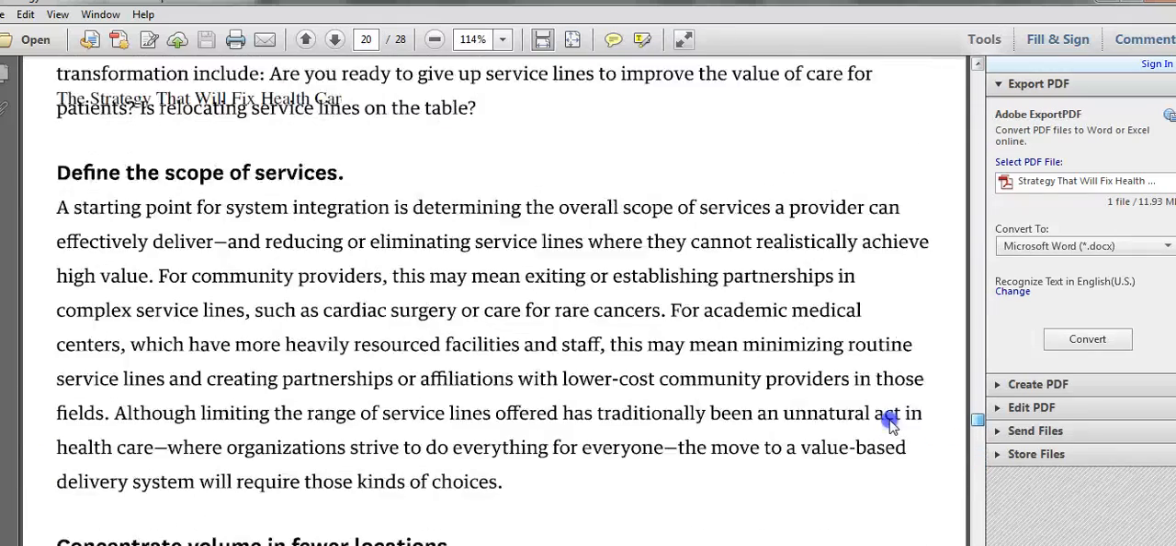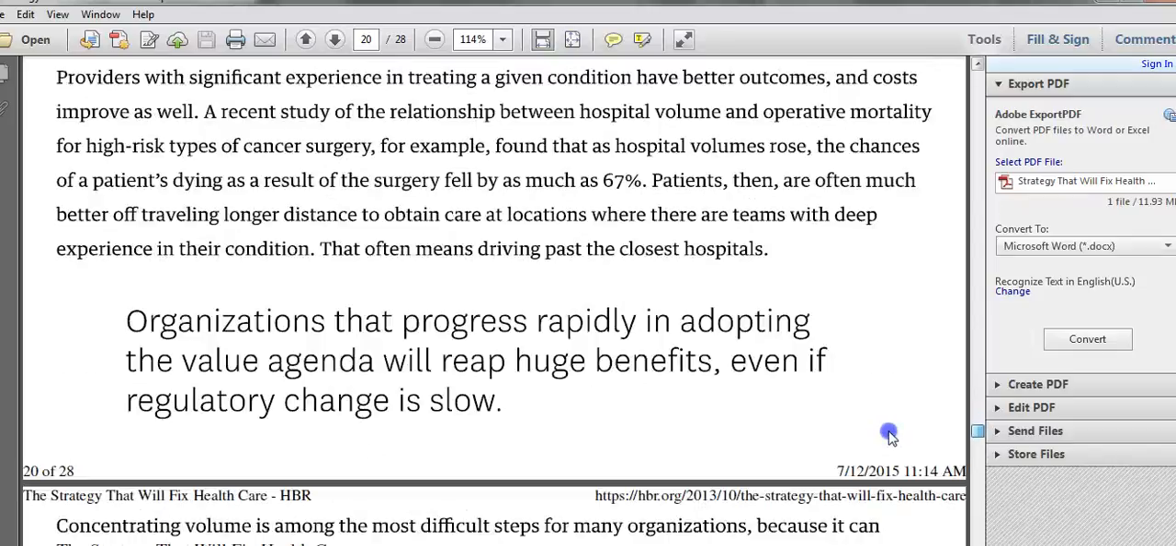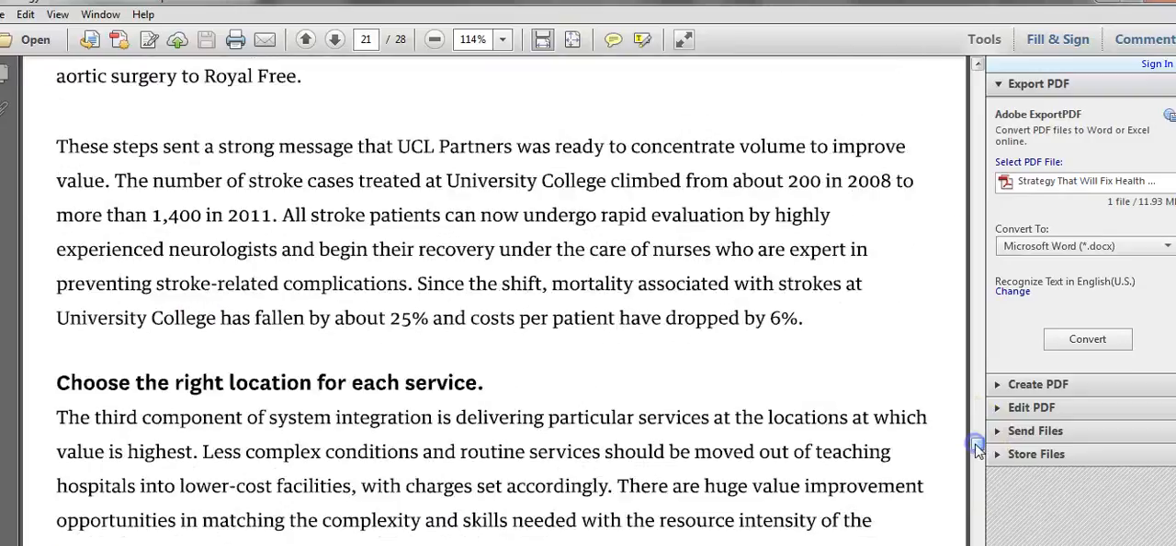So just to give you a sense, define the scope of service. Organizations that progress rapidly in adopting the value agenda will reap huge benefits even if regulatory change is slow. What they're saying is, even if federal mandates and regulations are slow to come out, if organizations can take care of their own business, they will thrive, they will prosper.